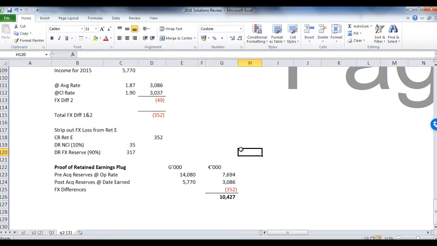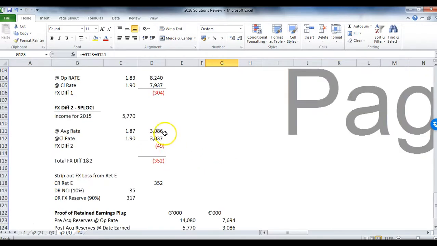So it's a good sense check that that plug figure is correct, and actually the true retained earnings figure is 7,694 plus 3,086. So it's the 10,780 that's the true retained earnings figure. It was just depressed because it had an additional 352 of foreign exchange losses embedded in that plug figure. That's the most complicated part of the foreign exchange done. You need to calculate the differences and then allocate them accordingly.